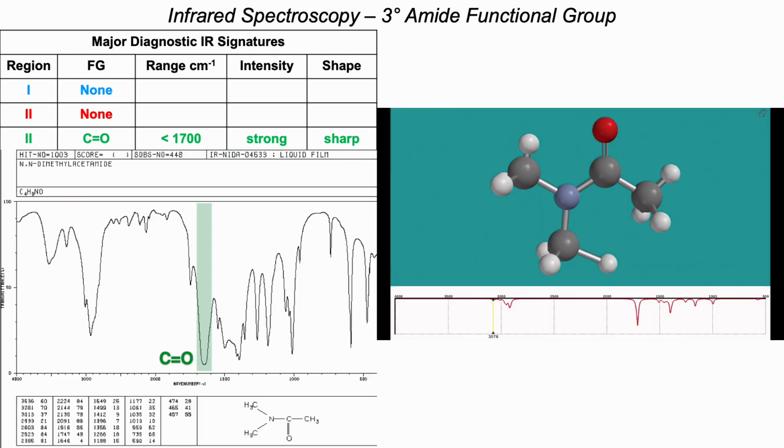To a tertiary amide. So we no longer have any NH bonds to the nitrogen. So we have 1, 2, 3 carbons. That's the tertiary classification. And this is N,N-dimethylacetamide, with the carbonyl stretch again being below 1700.